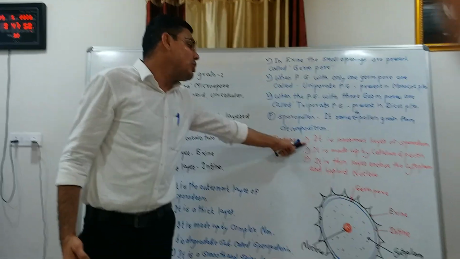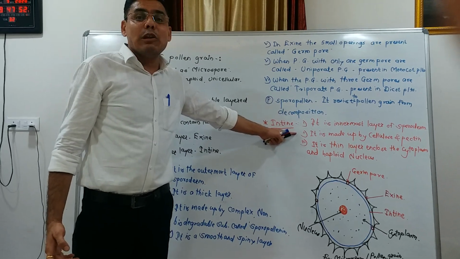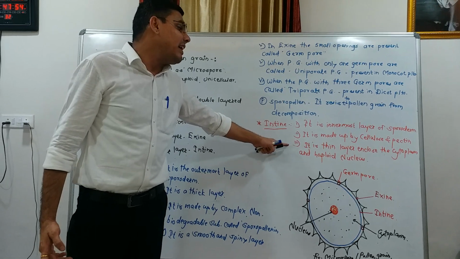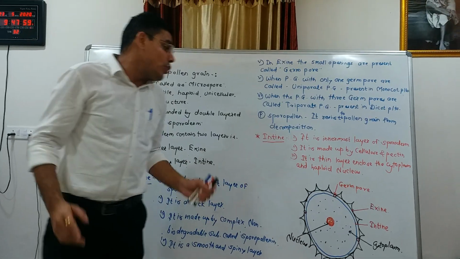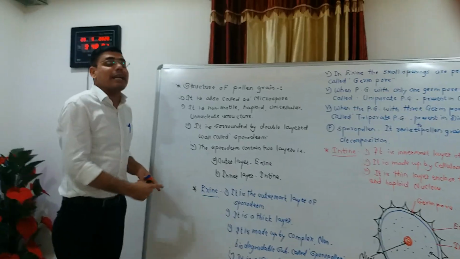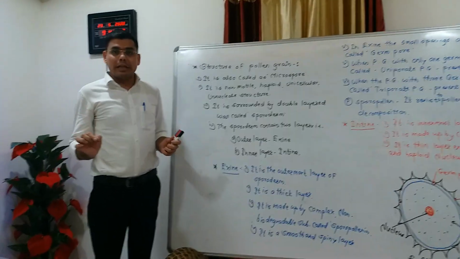Okay, so the next point is intine. It is the innermost layer of sporoderm. It is made up of cellulose and pectin, and is a thin layer that encloses the cytoplasm and haploid nucleus. Okay, so this is the total information about the structure of pollen grain.